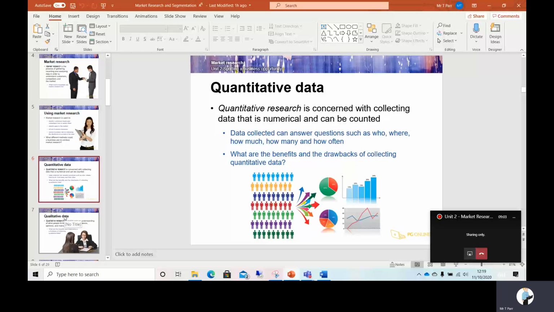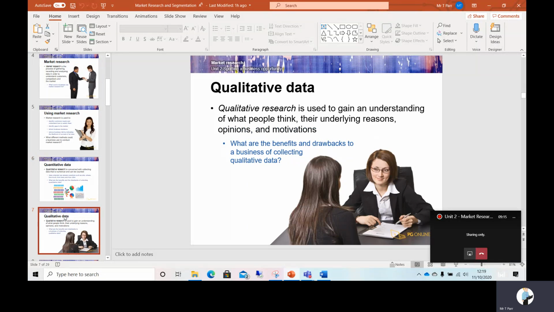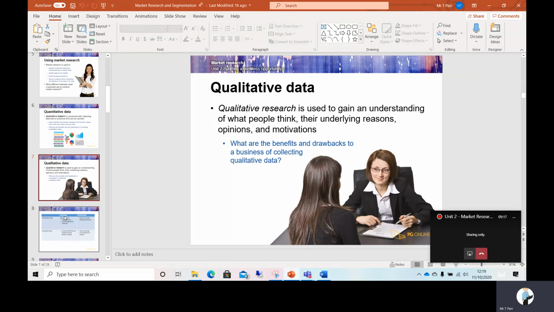Now, the difficulty with this is it's very difficult to analyze because you have open questions and you can't just put a number on it. You'll have to spend a lot of time analyzing that data to gauge the customer's opinions, and it can take a long time. Okay. Methods of qualitative data could be stuff like interviews, it could be focus groups, that sort of thing we'll talk about in a second.